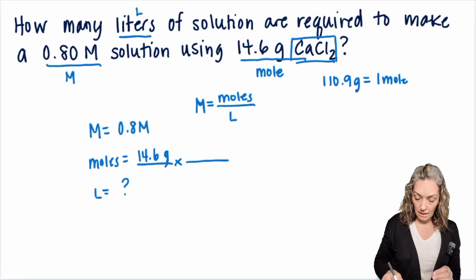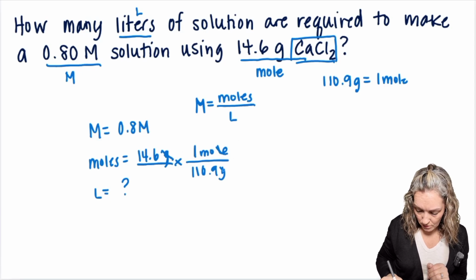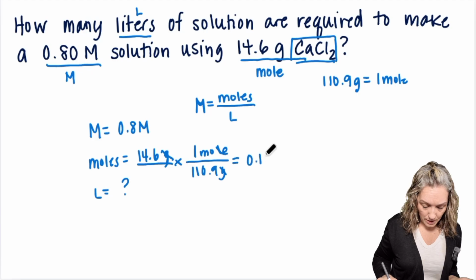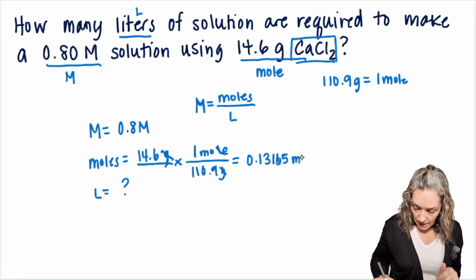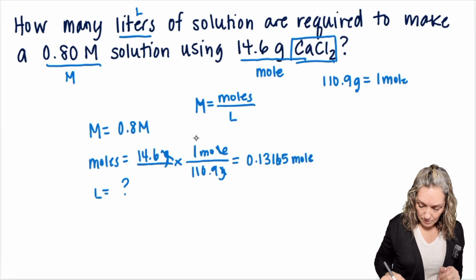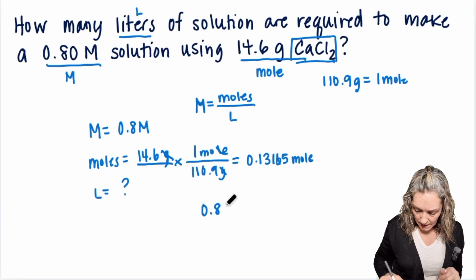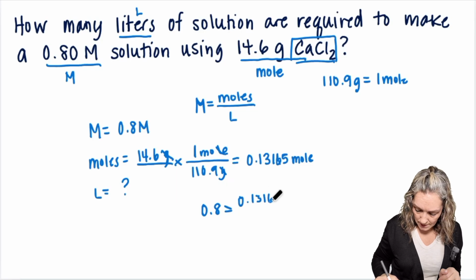Once I have that equivalent, I'm ready to set up my problem. 110.9 grams is equivalent to 1 mole. My grams cross off, and I get 0.13165. Now that I have everything in the right unit, I am ready to substitute in and solve. In place of my molarity, I'm going to write 0.8. In place of my moles, I'm going to write 0.13165.